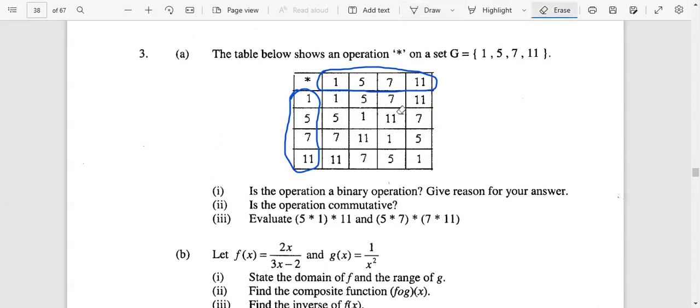So this is a binary operation. What's the reason? Because the result after performing the operation star is always part of the set G. So that's the reason you give.